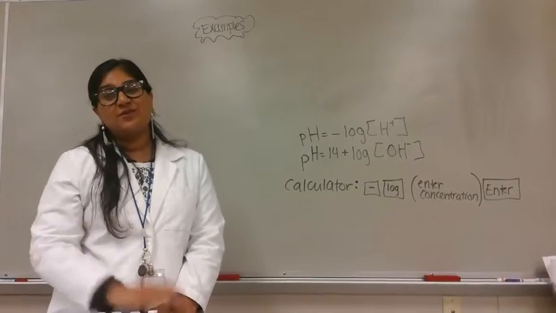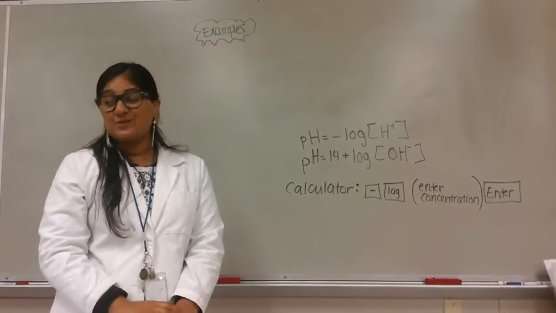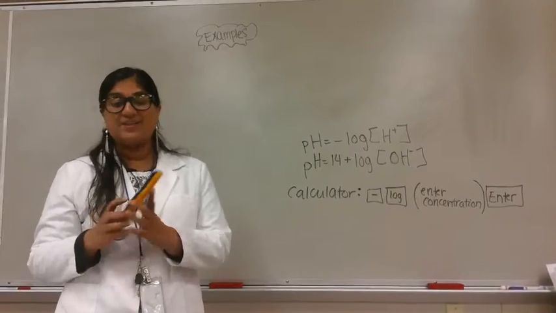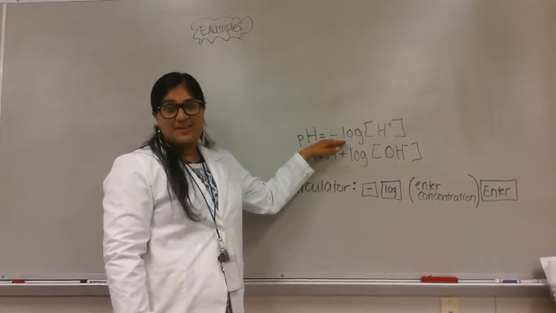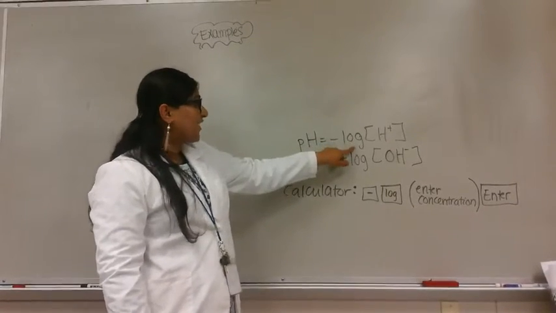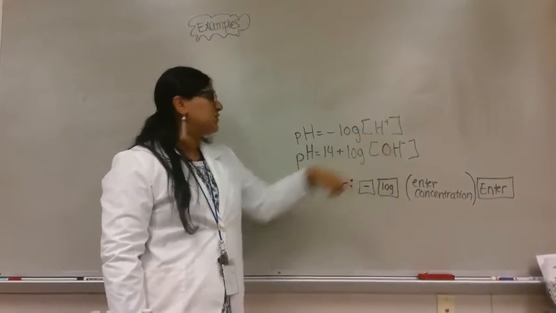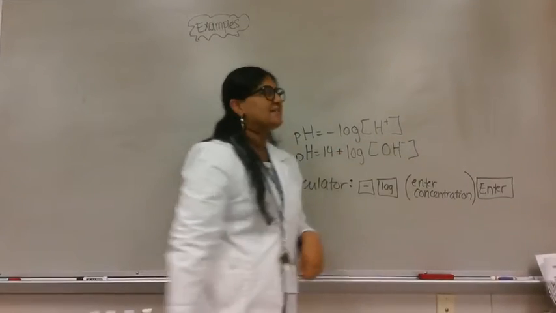Unfortunately, as we mentioned before, the machine does not work, and so we have to use the old-fashioned way and calculate pH longhand. This right here is the formula for pH. You're going to take the negative log of the hydrogen ion concentration, which is shown in brackets.